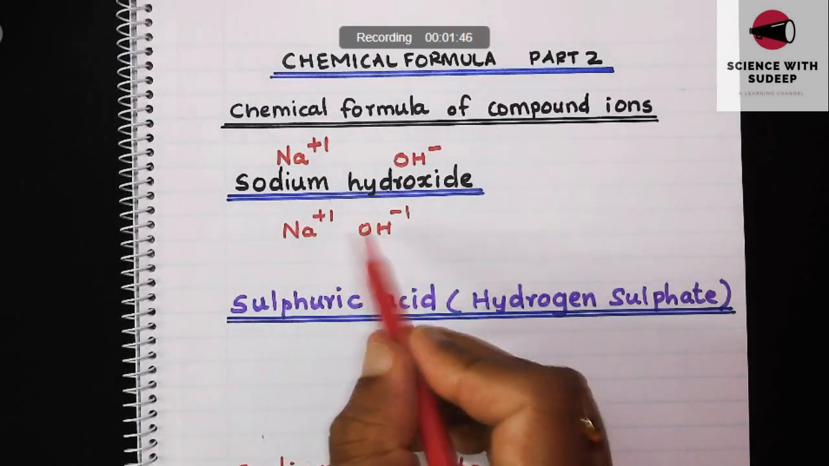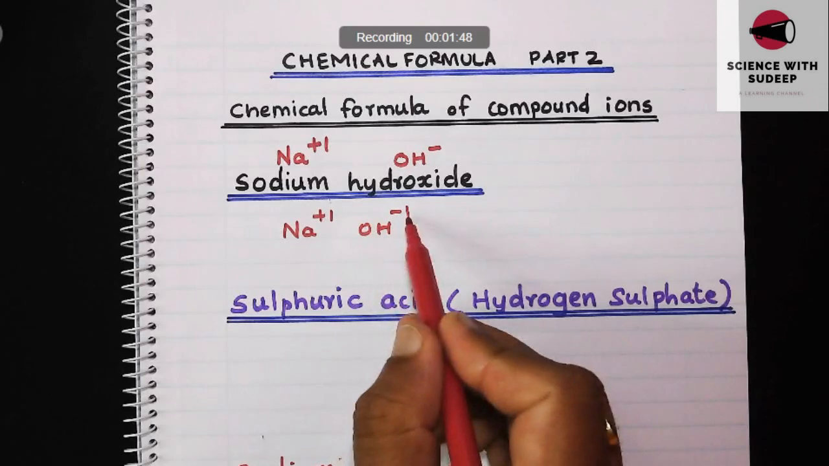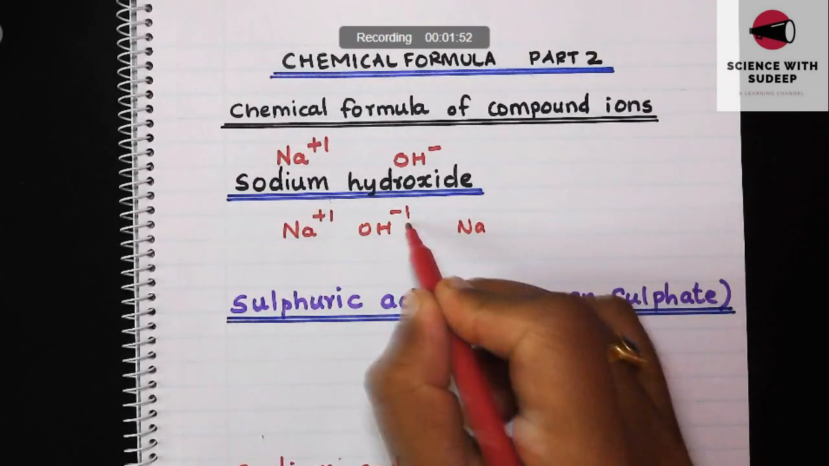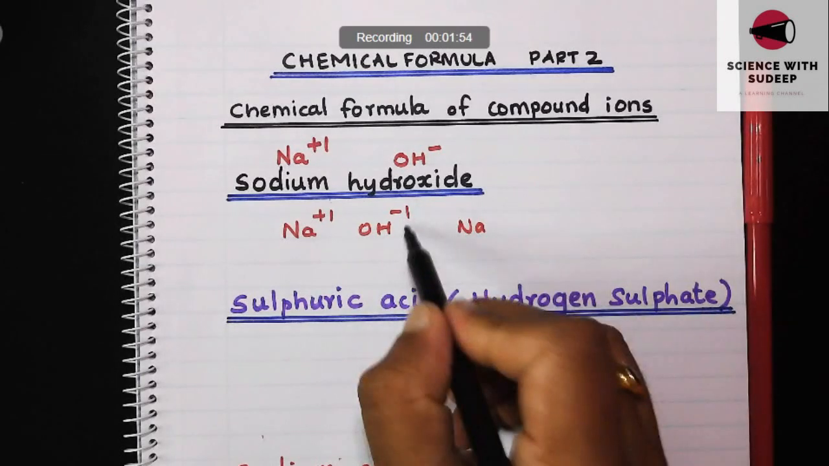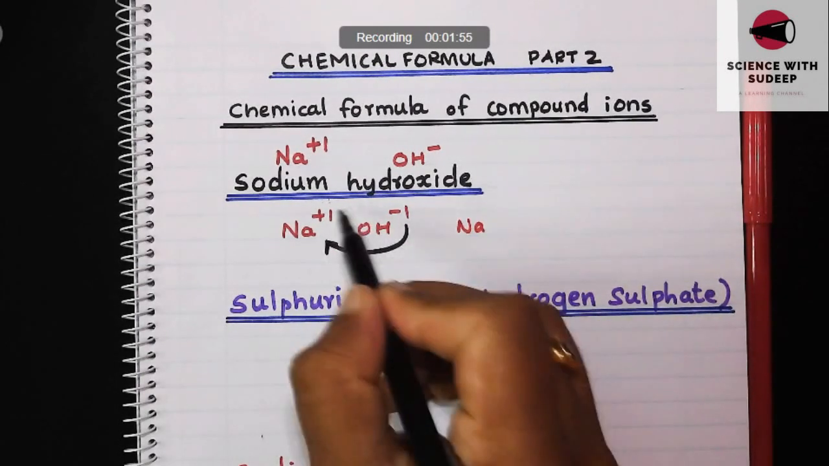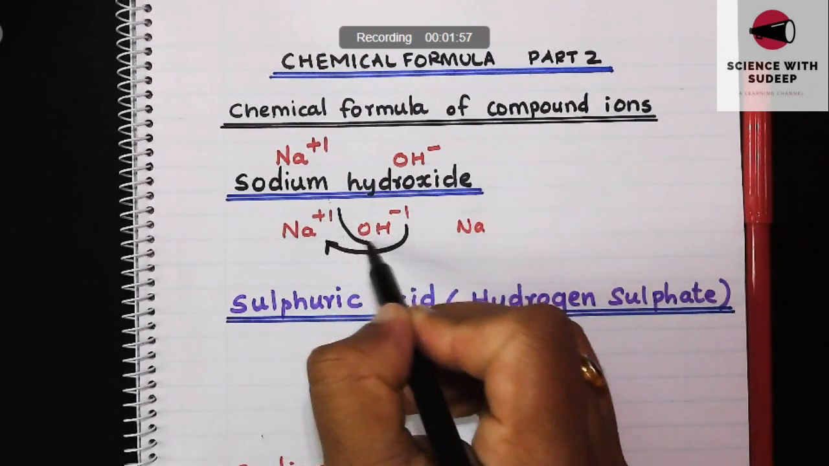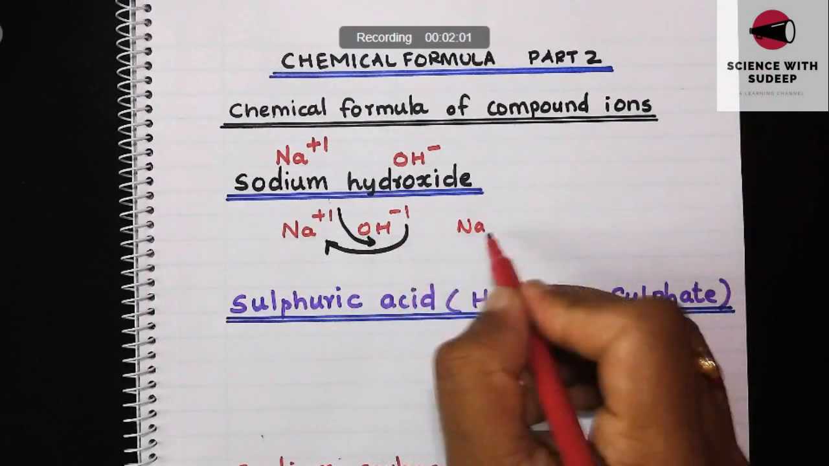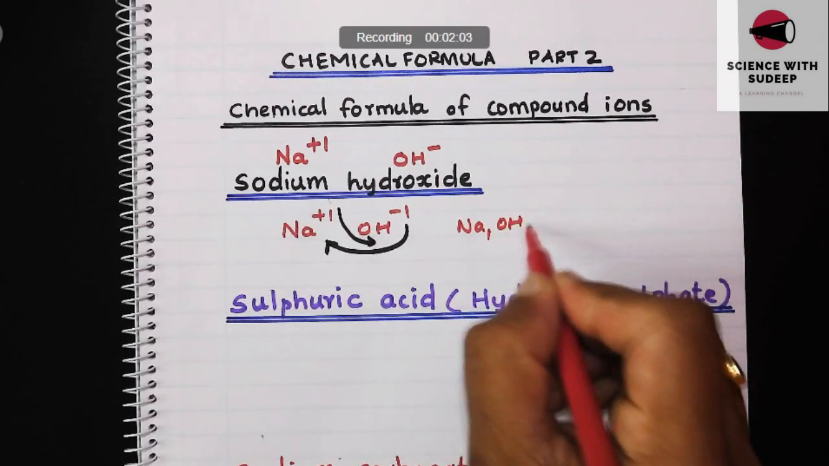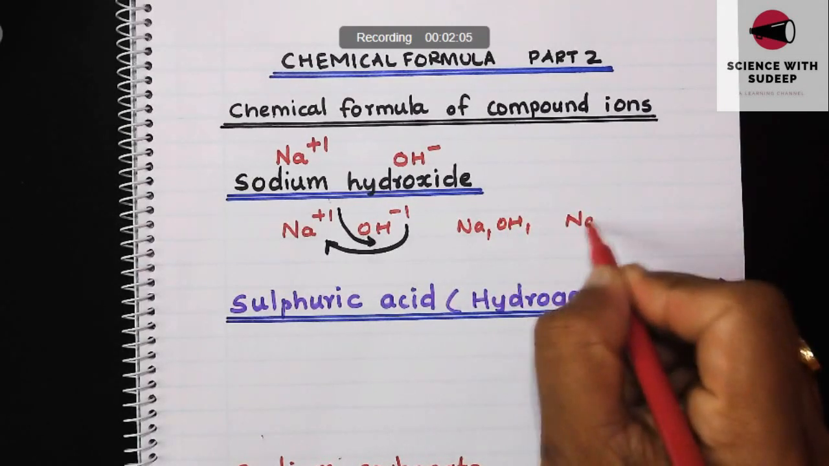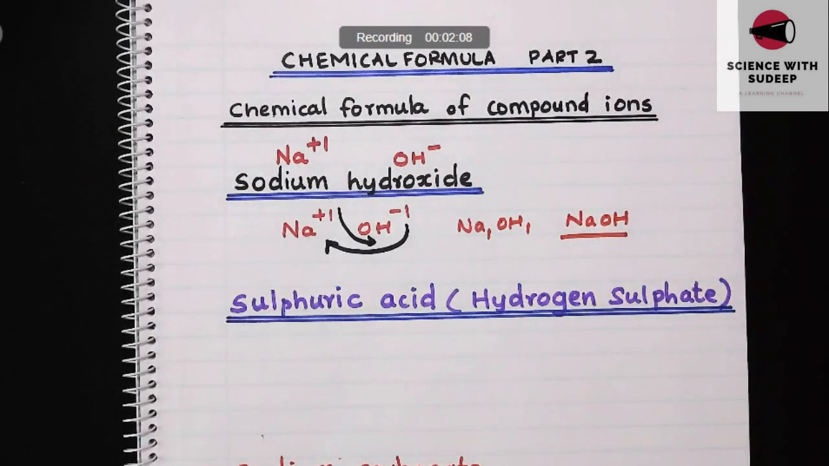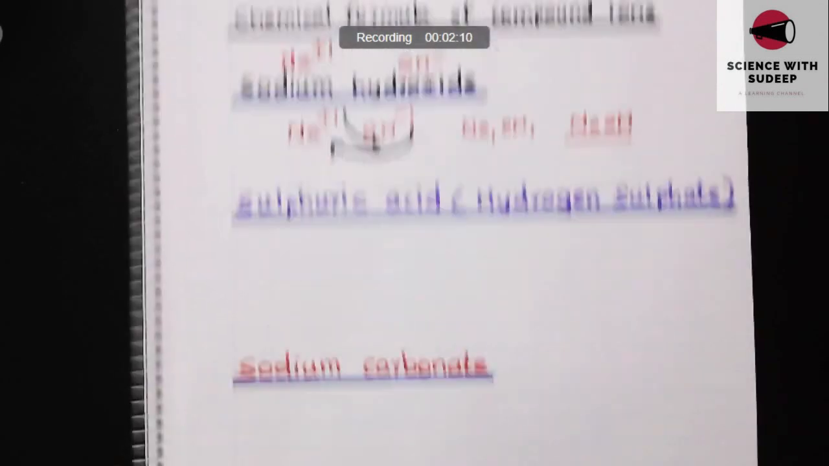As we discussed in the first video, the 1 for OH will come here under sodium, and this 1 will come this side, and this one will go under OH. So it will be sodium 1, OH 1. The correct chemical formula of sodium hydroxide is NaOH. It's as simple as that.